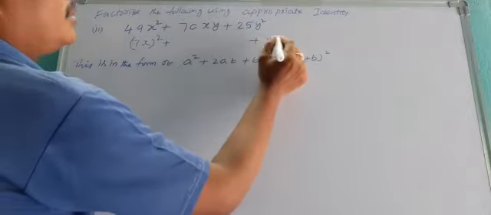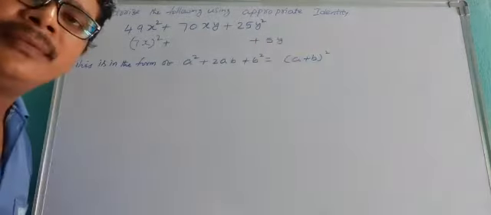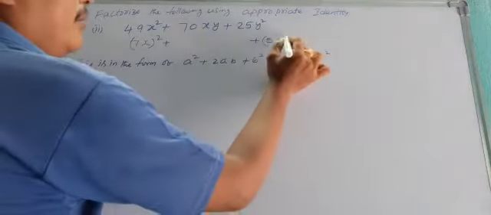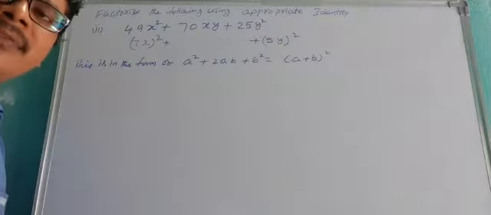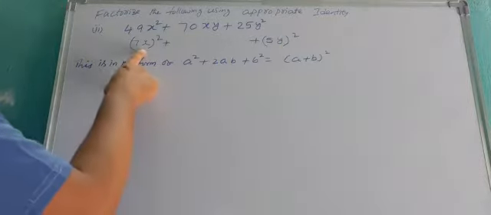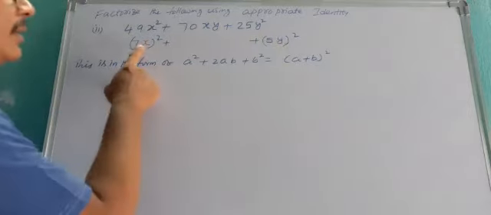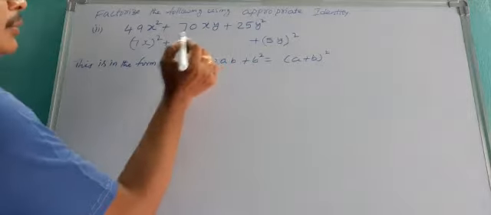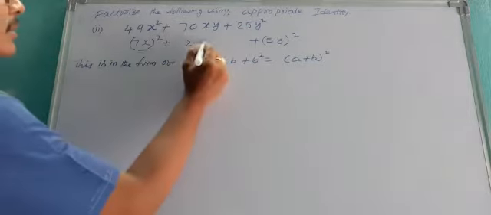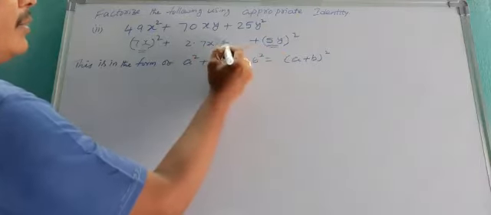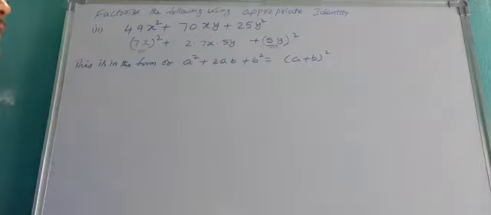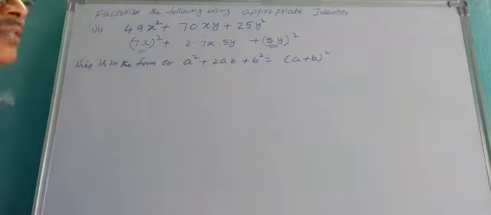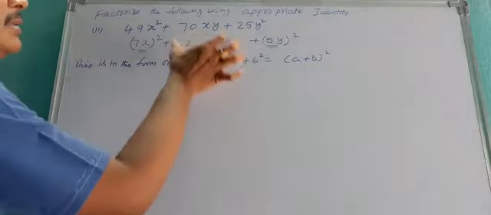Last one, 25, that means 5 square, and y square. 25 is a perfect square, so that means (5y) whole square. So this is also a perfect square. You got a square and b square. Now the middle one, 2ab. Here a is 7x and b is 5y. Now you check it: 5 2s are 10, 10 7s are 70, x into y, xy, 70xy. So this is the expanded form.